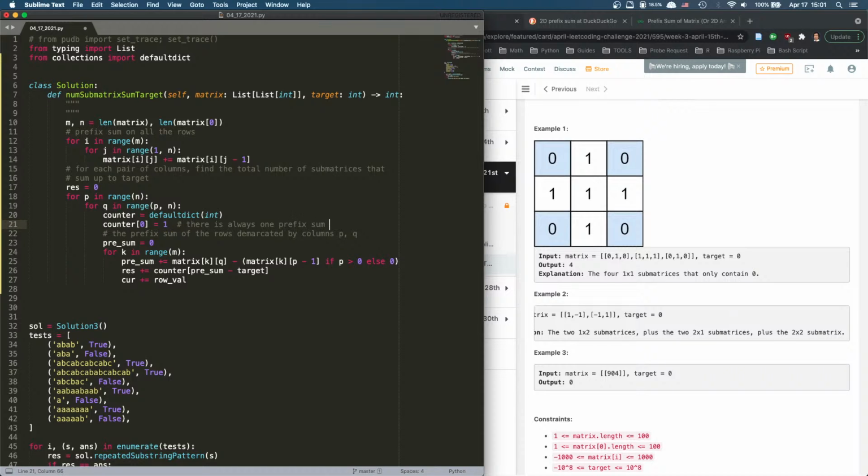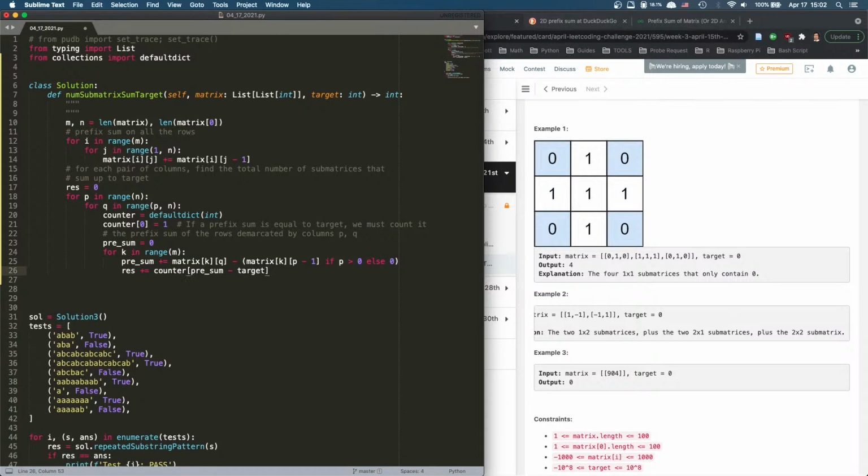Prefix sum. Nah, I shouldn't say it this way. I say if a prefix sum is equal to target, we must count it. We'll understand what this means as we go through. So that means if these are the same, then we add the count to 0, so we set it to 1. So the rest will be this. And we already, right?